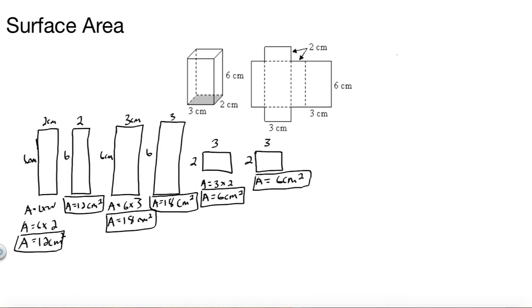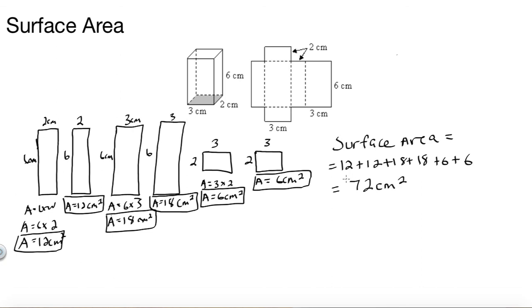So now we've found the area of each surface. Now we want to find the surface area of the entire prism. Surface area means that we have to add up the area of each individual surface. So we have 12 plus 12 plus 18 plus 18 plus 6 plus 6 square centimeters, which gives us a total of 72 square centimeters, which means the surface area is 72 square centimeters.